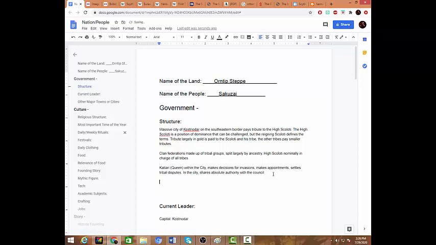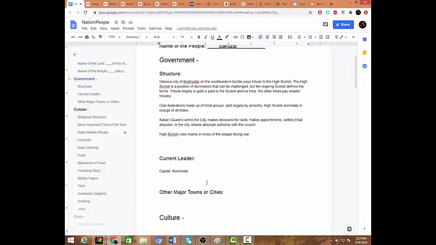So then we'll say High Skolatai rules mainly in times of the steppe facing war. So it makes decisions for, I'm not going to say invasions, I'm going to say raids, because I think that a lot of the tribal power is made by who raids the surrounding nations.